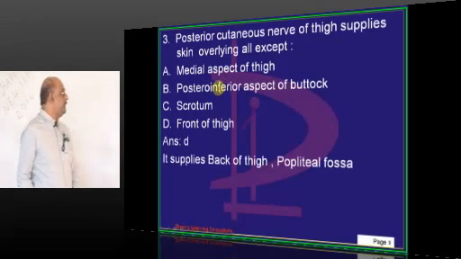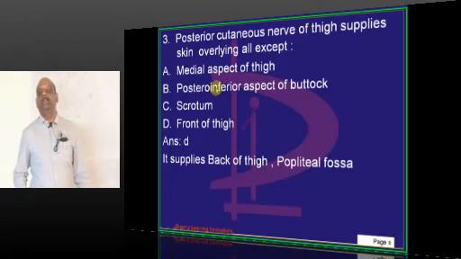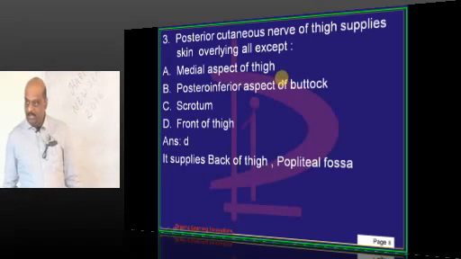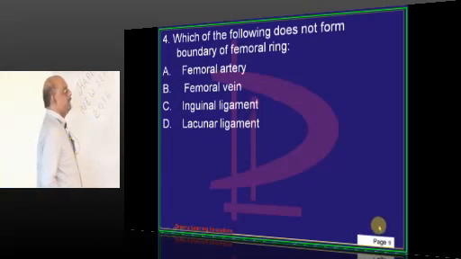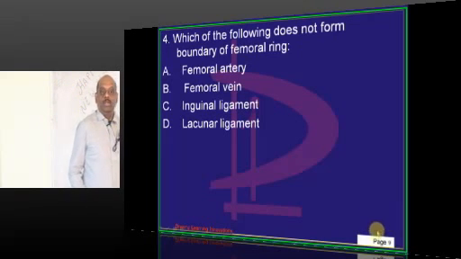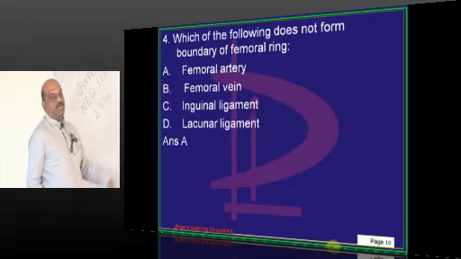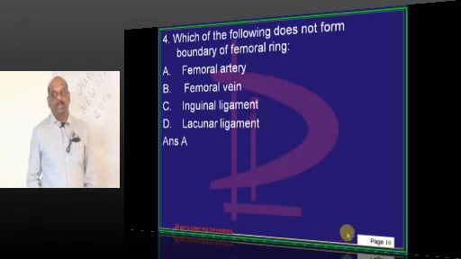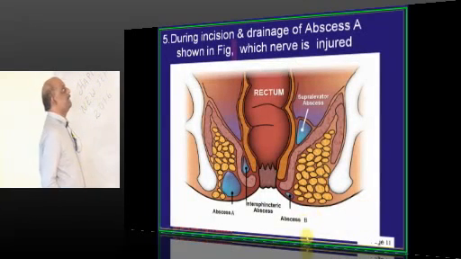The posterior cutaneous nerve of the thigh doesn't supply the front of the thigh, but it supplies, as the name says, the posterior aspect of the thigh. Now, the femoral ring boundaries do not include the artery, but they include the vein, is what you need to basically remember.